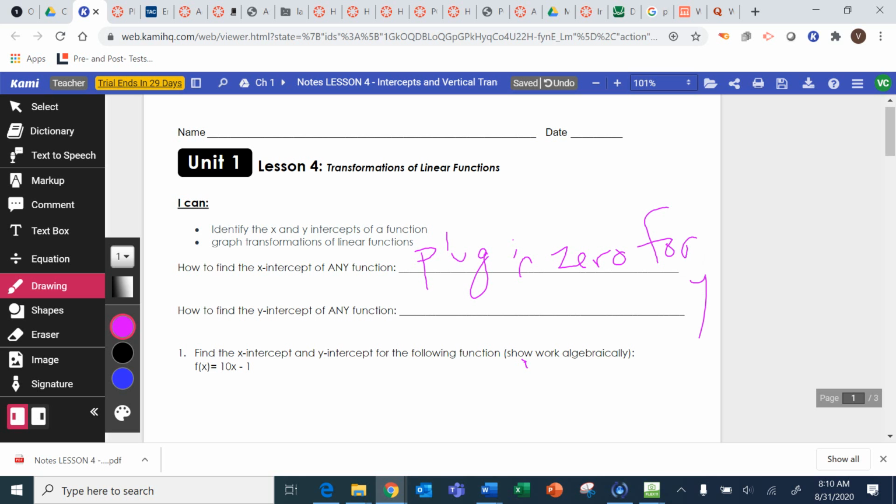Plug in 0 for y. To find the x-intercept of any function, Ariana? Sorry, plug in 0 for x and solve. Wait. Yeah, solve for y. Yep, you got it. So the first one, to find the x-intercept, we plug in 0 for y. The second one, once my stylus starts working, I'll write it.